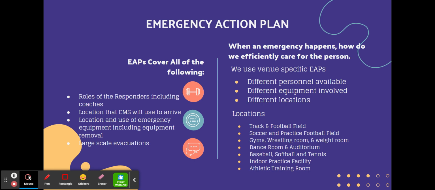So, first of all, what is an emergency action plan? It's essentially a plan designed to help in a case of an emergency. So, it's the roles that the responders will play, the location the EMS will use to arrive, the location and use of any emergency equipment, and what we do in a large scale evacuation. We do venue specific because the ambulance will go different locations or different ways to get to different locations. There might be different equipment involved, things like that.